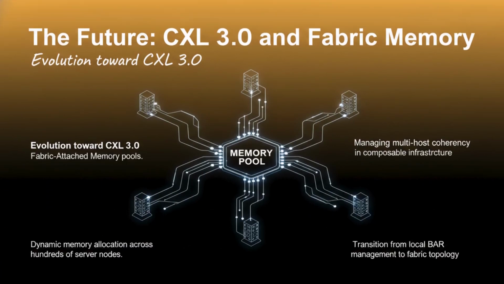As we look to the future, the boundaries between local memory and network-attached storage are blurring. CXL 3.0 is introducing fabric-attached memory, where a pool of specialized memory can be shared across hundreds of servers. Our drivers will evolve from managing local bars to managing complex fabric topologies and multi-host coherency. This requires a shift towards composable infrastructure, where memory is dynamically allocated to nodes as needed. The principles we've discussed, MMIO, DMA, and NUMA, remain the foundation, but the scale is increasing exponentially.